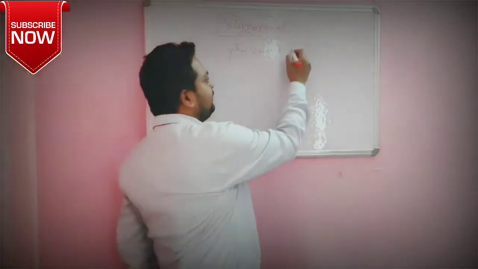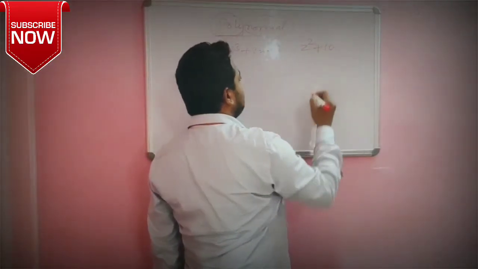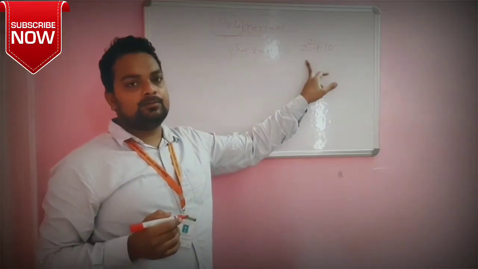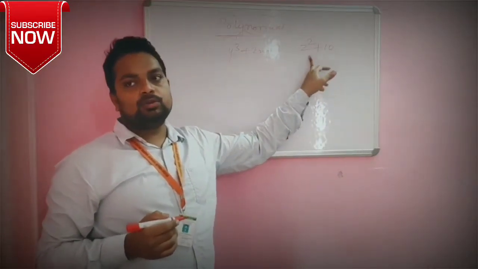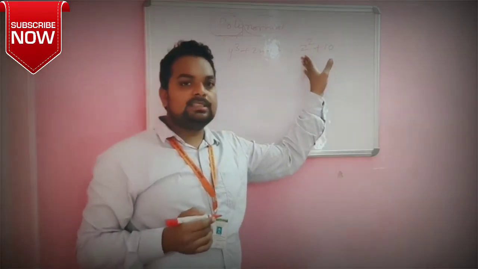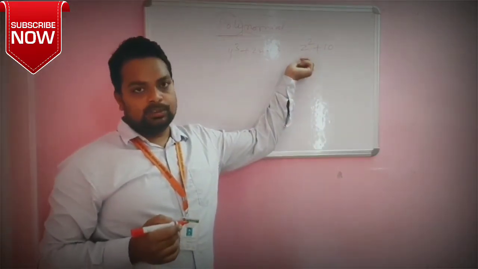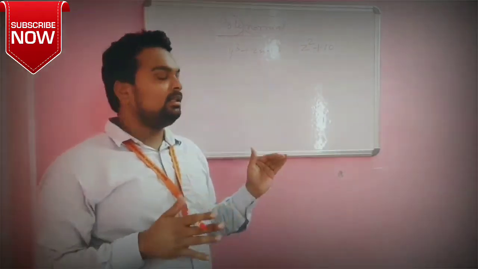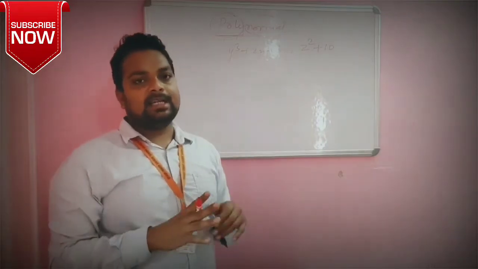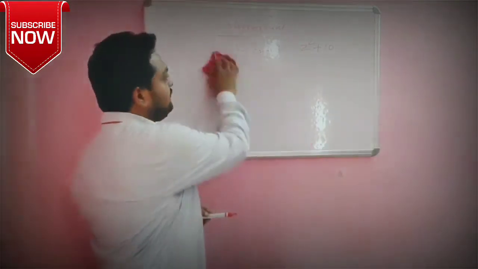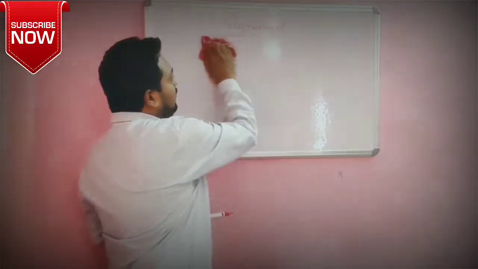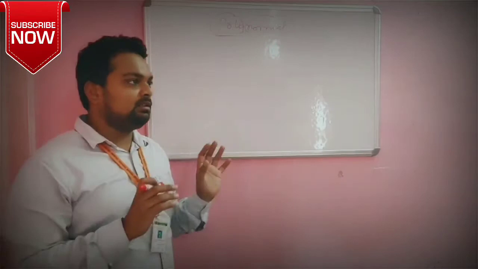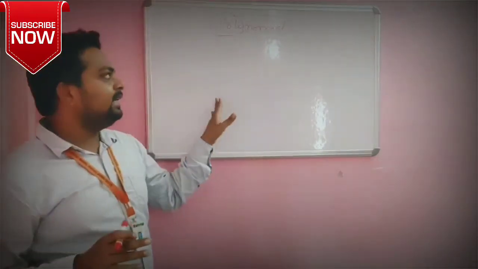Okay, if we have z square plus 10, it has 2 terms, and in these 2 terms z has a power of 2, so the power of the variable is 2, so the degree of this expression is 2. So on the basis of the degree of the expression, we can classify it. And let's learn how we can classify. This is very important for all the classes, so watch it properly, and learn.